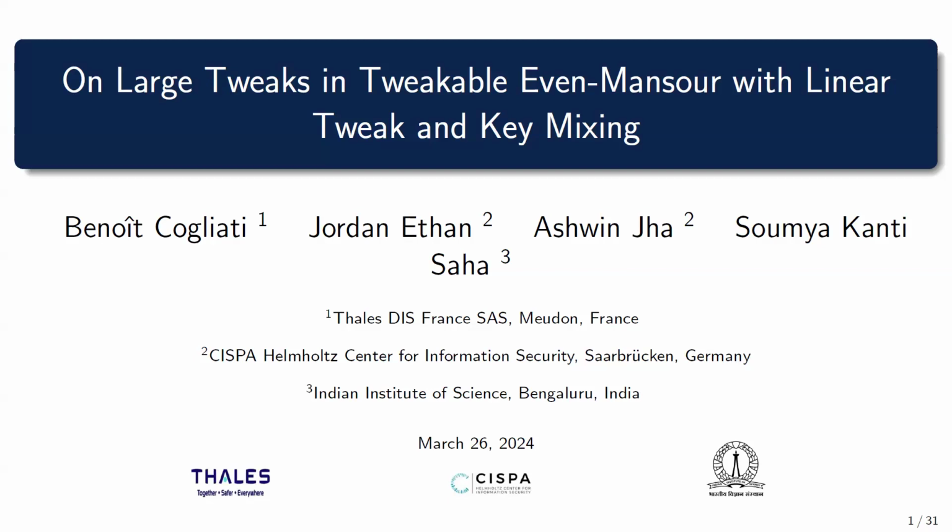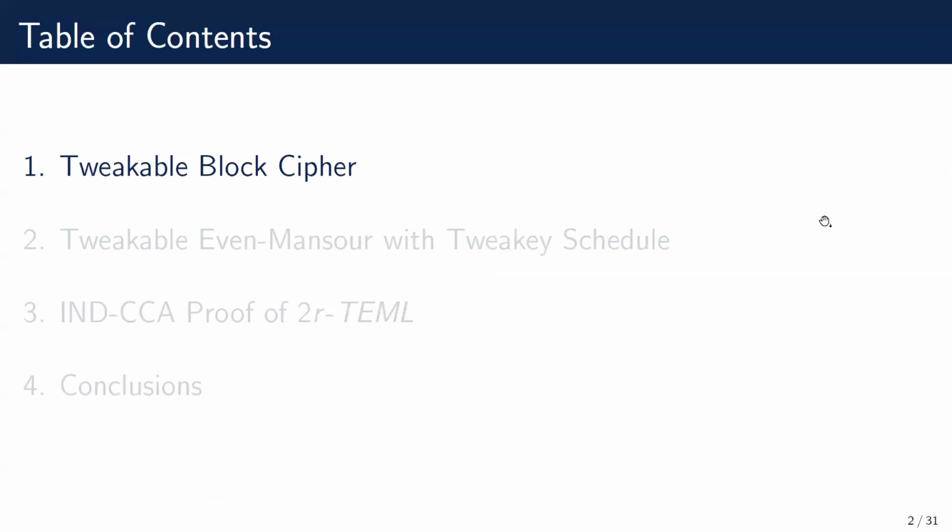Okay. Thanks for the introduction. So this talk will be divided into 4 parts. First, I'll give some introduction on block ciphers and the motivation for our work. Then I'll introduce our construction, the tweakable Even-Mansour with key schedule. And the last big part of the talk would be a proof overview of the CCA proof of 2 rounds, and some conclusion.